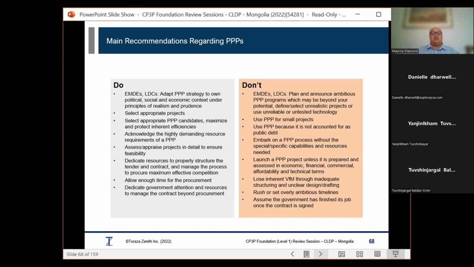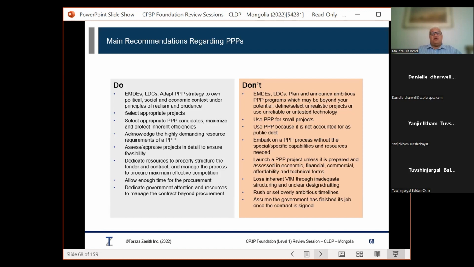Acknowledge the highly demanding resource requirements of a PPP. It's not cheap. It costs a lot more to transact for a PPP than it does for a conventional, traditionally procured project. In addition, it normally takes longer. And our first PPPs that we do should be thought of as what we call pathfinder projects, where we put some extra resource in because there are things that we're going to have to consider which we've never considered before, and then that helps us to think about the detailed level of our PPP framework.